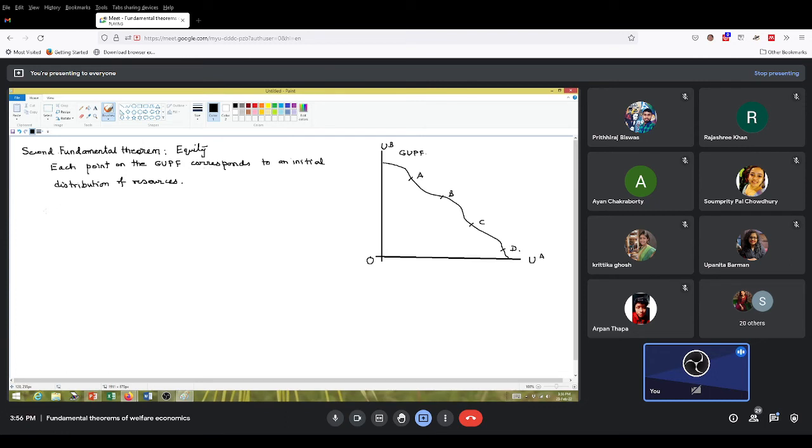What does it mean? What are the resources with the consumers? Sneha, can you tell me what are the resources available with consumers?